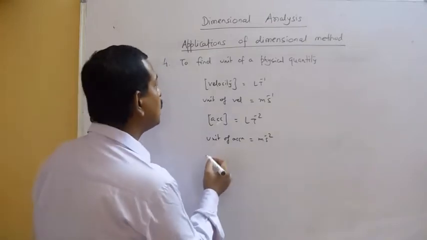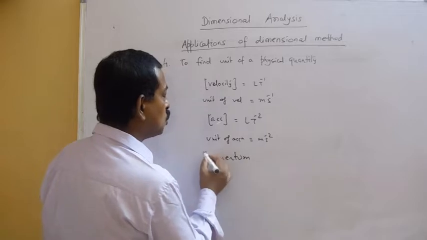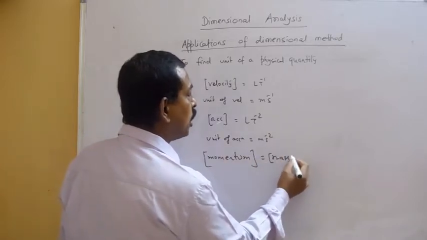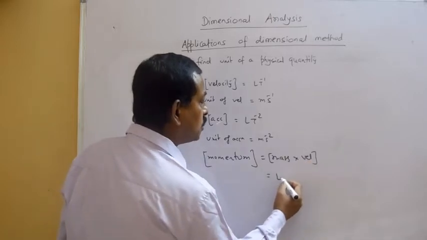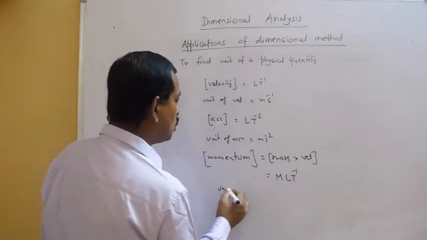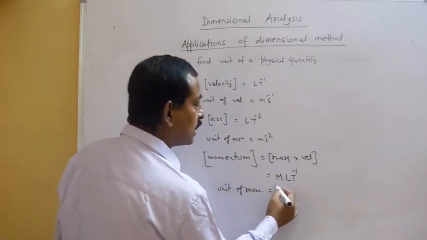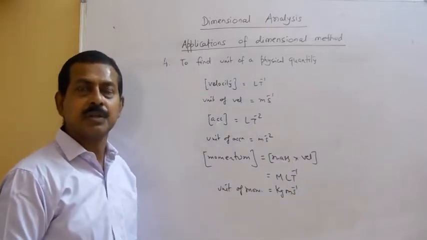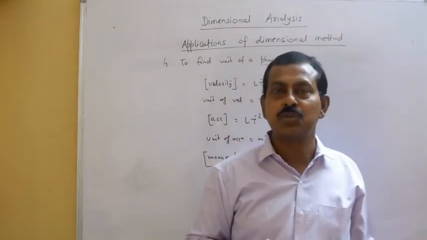If you want to find, suppose, the unit of momentum, the momentum unit will be given by the dimension of mass into velocity. So it is M L T power minus 1. So the unit of momentum will be kg meter per second. So these are 4 uses or applications of the dimensional method.